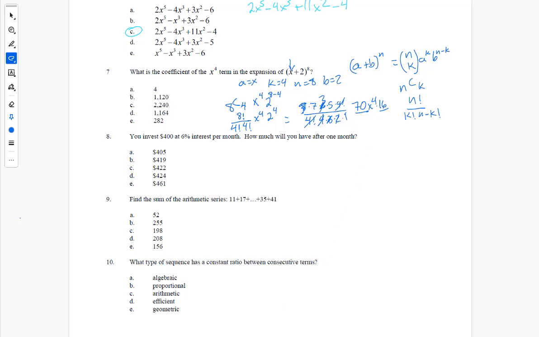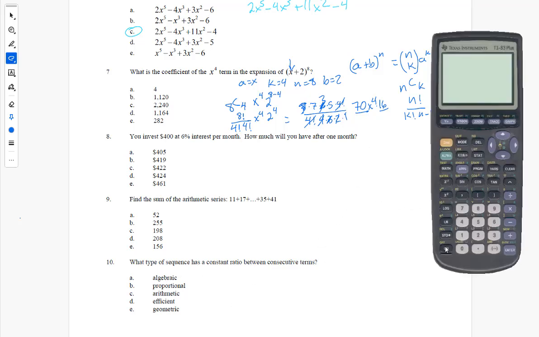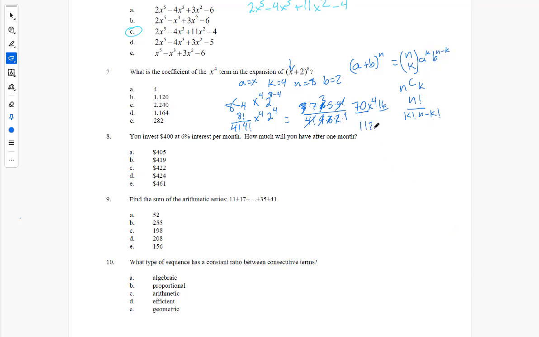Let's just double check that with the trusty handy dandy calculator. 70 times 16, enter, and that's 1120 right there. So this is 1120 x to the 4th. That's what we got right there. That's the coefficient. Number 7 is B. All right, number 8.